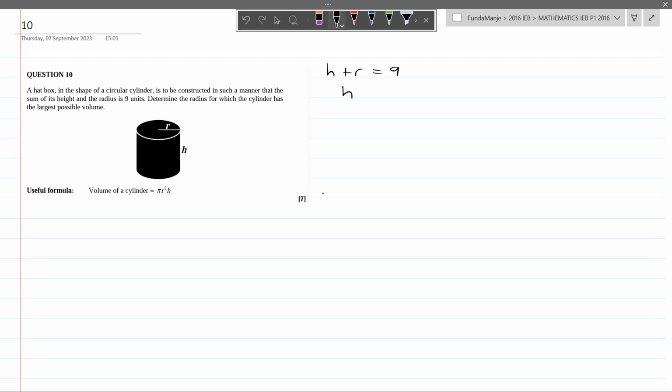And from this, we can just substitute into the formula and say h will be equal to 9 minus r. Then, since we're trying to optimize for the largest possible volume, we know that the volume for a circular cylinder is pi r squared h. Also, you can see it given here. We have to determine the radius for which the cylinder has the largest possible volume.